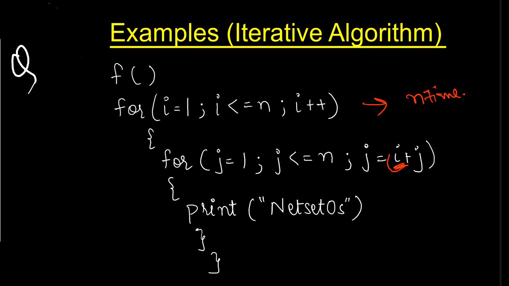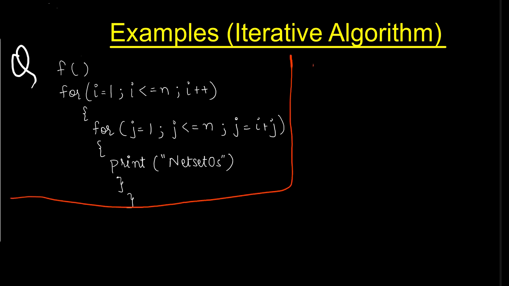Now for the next, here we have i running for n times, but j this time is depending on i plus j. So we need to check each and every value over here before calculating it. So let's make some space over here so that we can analyze it.